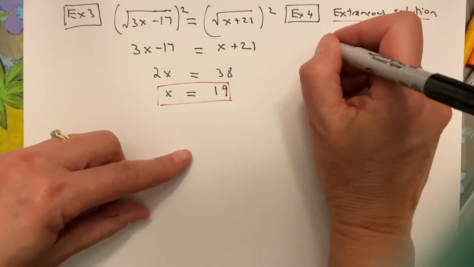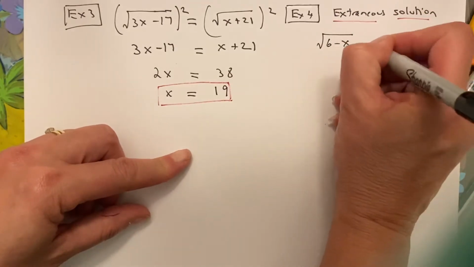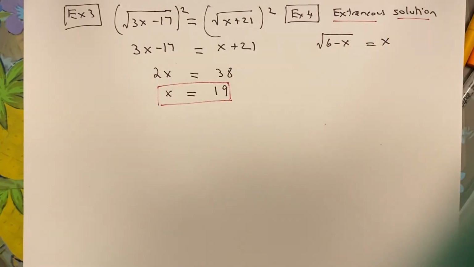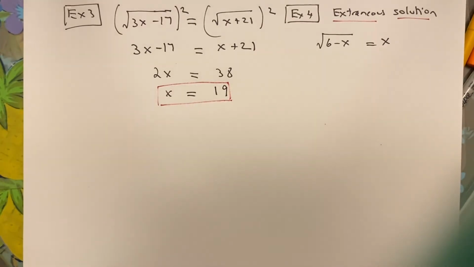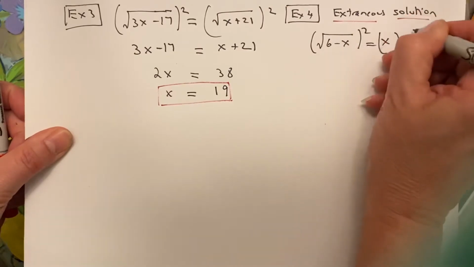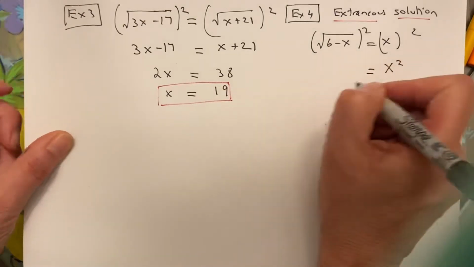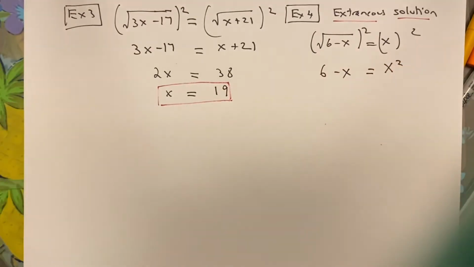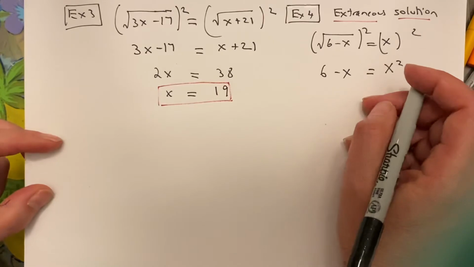So here we have the square root of 6 minus x, and I'm setting it equal to x. Last time when I squared both sides, I didn't end up with a square, I just ended up with an x. But this time when I square both sides, I'm going to end up with x squared on one side, equals 6 minus x. So you thought you were done with quadratic equations, didn't you? Unfortunately not, because we now have a quadratic equation to solve.